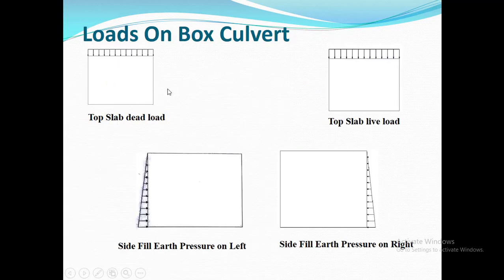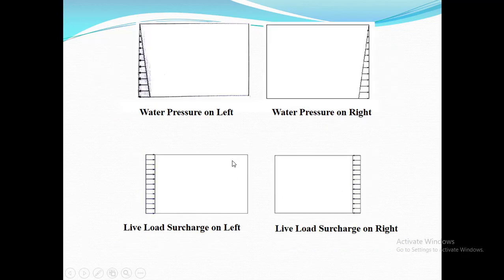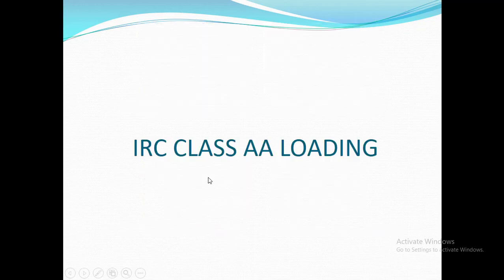Generally, the loads on box culverts are dead load, live load, and earth fill pressure on both the right and left sides of the culvert. If any water is allowed through the culvert, then water pressure comes in. And then live load surcharge is also present due to soil.